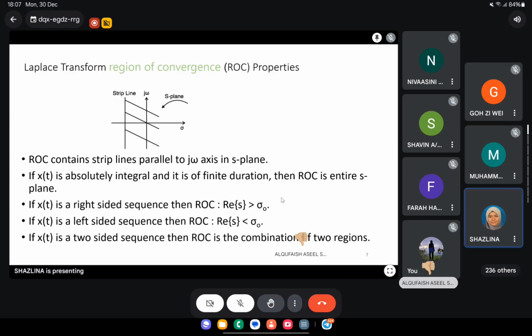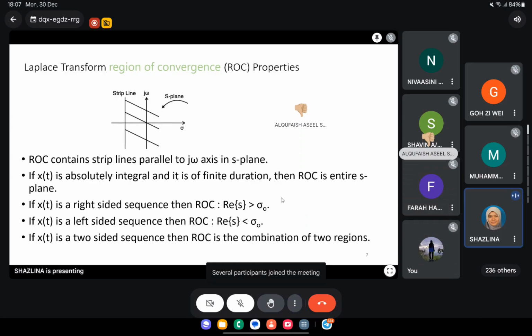Have you learned about region of convergence for Laplace before? No? Yes, yes. Oh, you did. Okay. So it's not new.